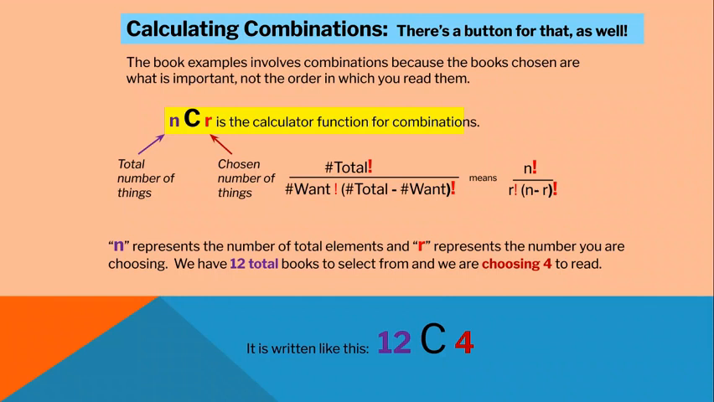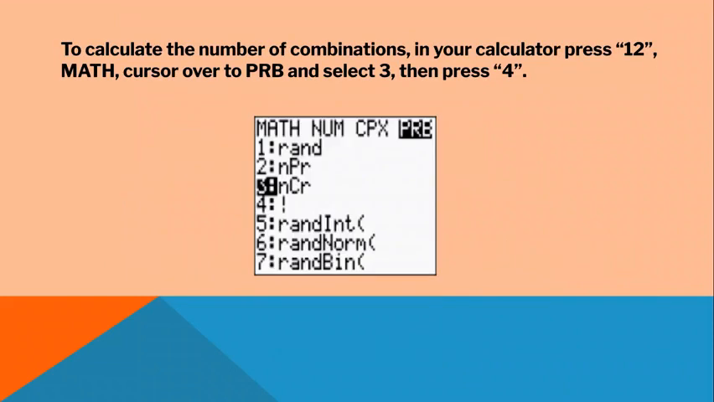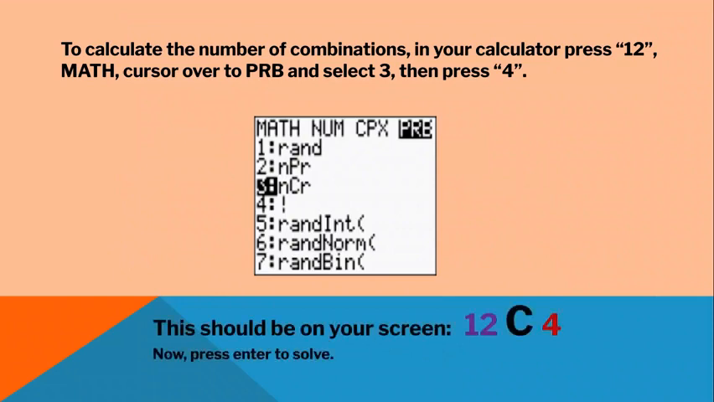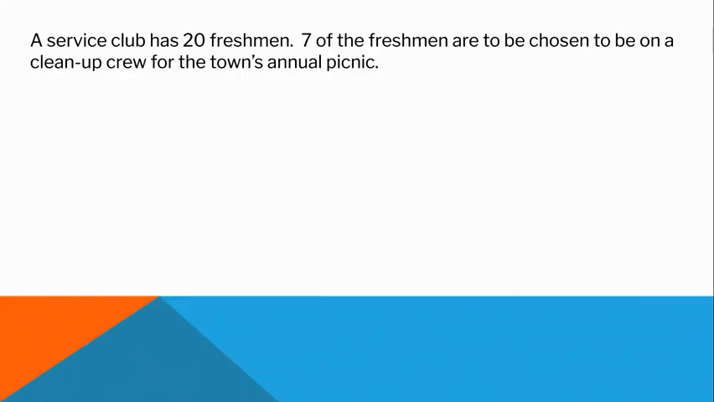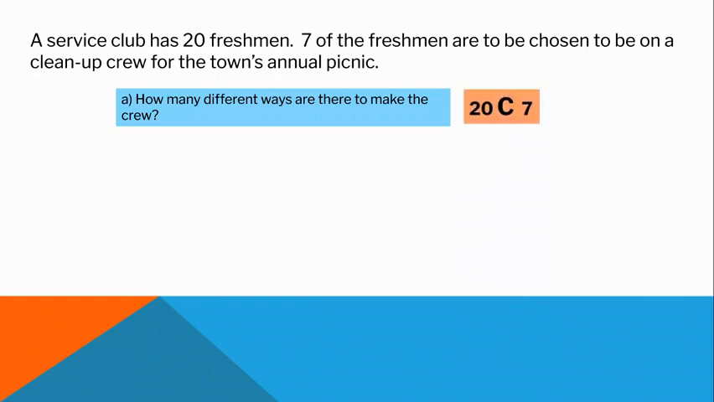So on this one, it was 12C4, 12 books. We're going to choose 4 of them. And it didn't matter what order we chose them in. So there's the probability menu, and you pick the nCr, and then you type your second number, how many we wanted to choose. The service club has 20 freshmen, and 7 are to be chosen to be on a cleanup crew. Does order matter? No. So it is 20C7. And you push those buttons on your calculator. 20, math probability, C, and then the number 7. And you get your answer.